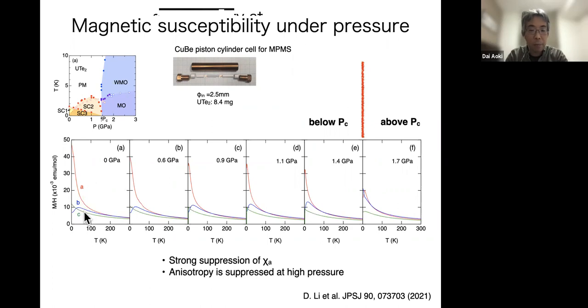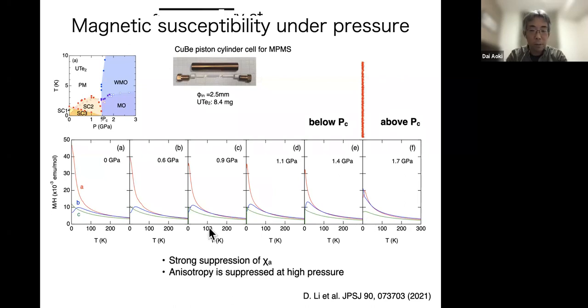magnetic susceptibility along the A, B, C axes. You can see the susceptibility is quite anisotropic at ambient pressure, but with increasing pressure the anisotropy is getting smaller and smaller, especially along the A-axis. The susceptibility along the A-axis is decreasing rapidly, and the anisotropy between the A and B axes is getting smaller and smaller. Finally, above the critical pressure at low temperature, the anisotropy is exchanged.